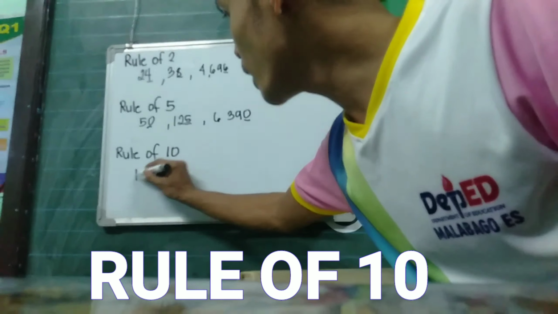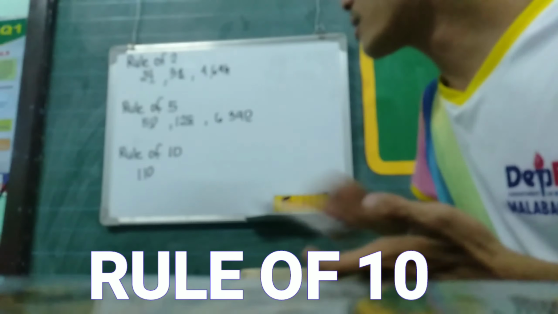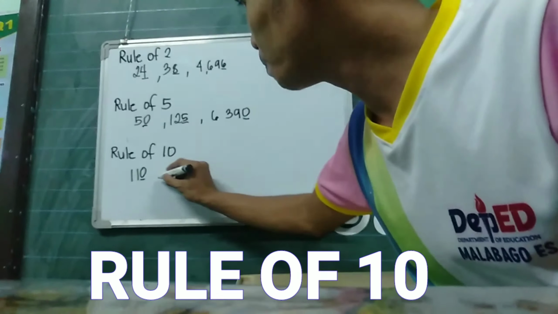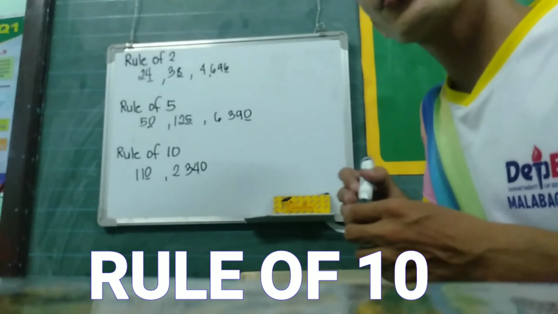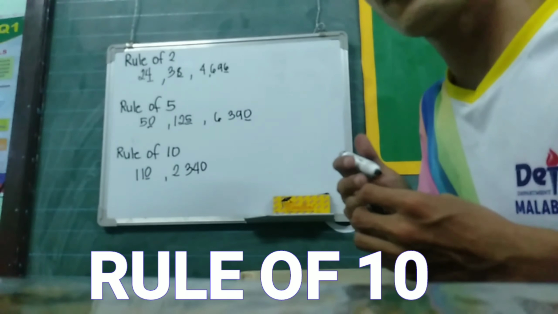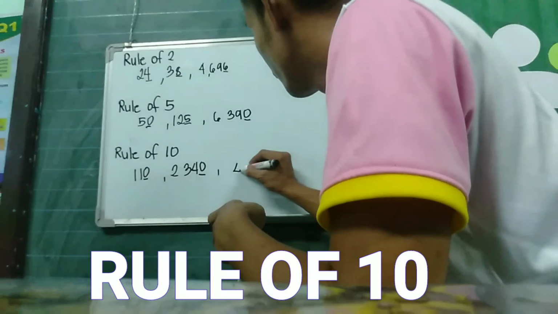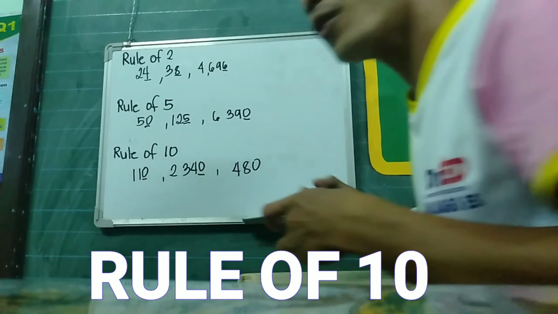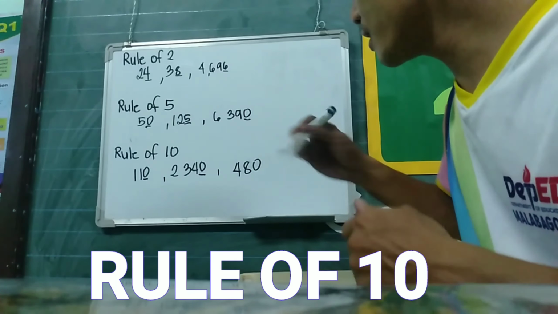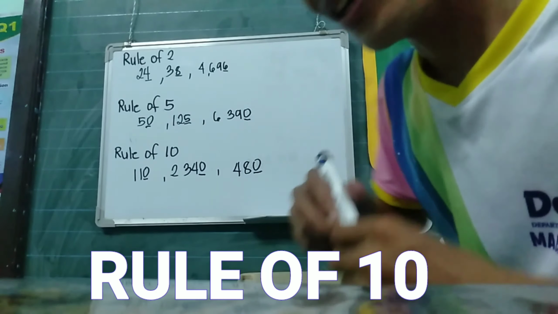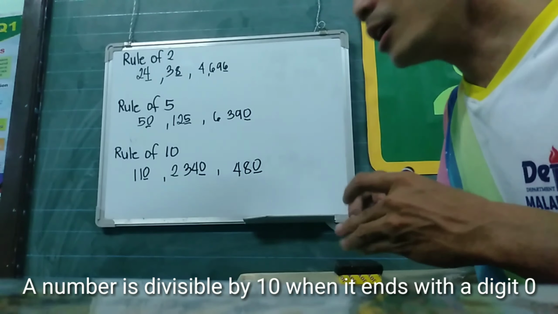Another example, 110. 110 is divisible by 10. Why? Because the last digit is 0. 2,340. 2,340 is divisible by 10 because the last digit is 0. 480. 480 is divisible by 10 because the last digit is 0. Okay? So I repeat, the rule of 10 states that the number is divisible by 10 if the last digit ends with 0.